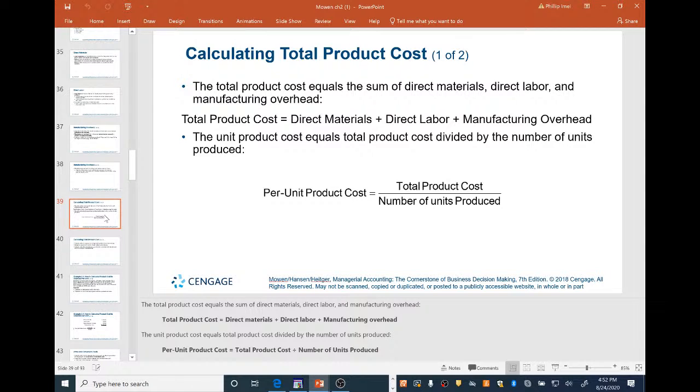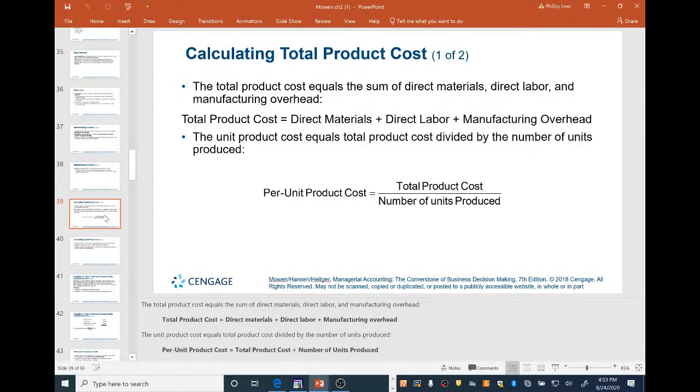So the unit product cost equals the total product cost divided by the number of units produced, right? Which makes sense. If we know what the total product cost is to create all the products, and we want to determine how much one unit costs, we take the total price of all the products and divide that by the number of units produced, and that's going to give us the unit price or the unit cost. Make sense to everybody?